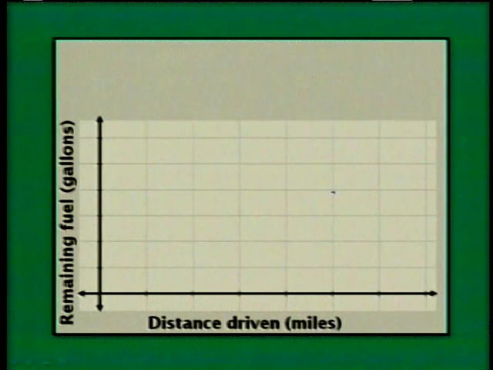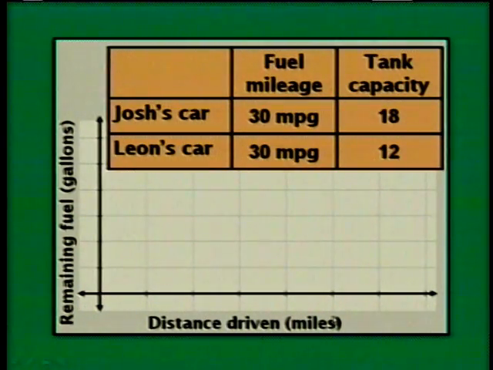So I already have some axes here set up. We're told to sketch the remaining fuel in terms of the distance driven. I have the information from the problem that we're going to need to graph this relationship. Josh and Leon both get 30 miles per gallon. That means that they're using fuel at the same rate. But their tank capacities are different.